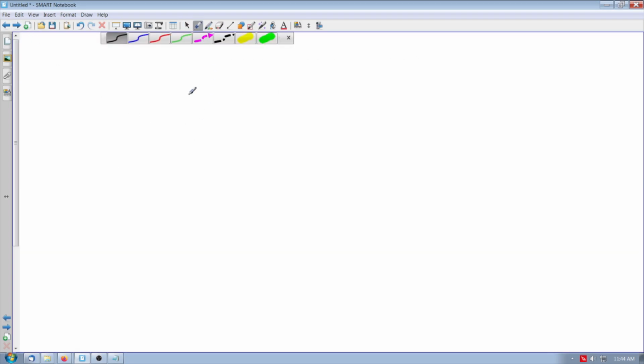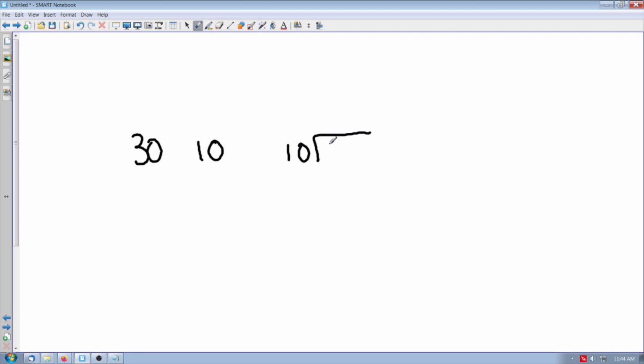An example of a factor, let's say we use the number 30. 10 is a factor of 30. How do I know 10 is a factor of 30? Because 10 can go into 30 evenly. And how many times does it go in? It goes in exactly 3 times with no remainder. So we know that 10 is a factor of 30. And also, since 3 can go into 30 evenly too, 3 is also a factor of 30. That's an example of what factors are.